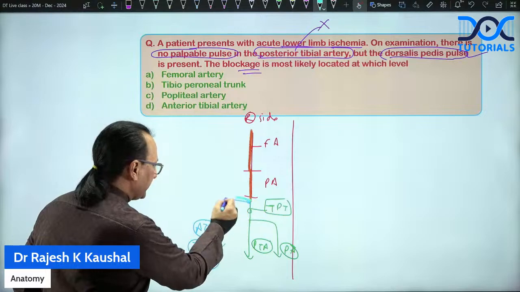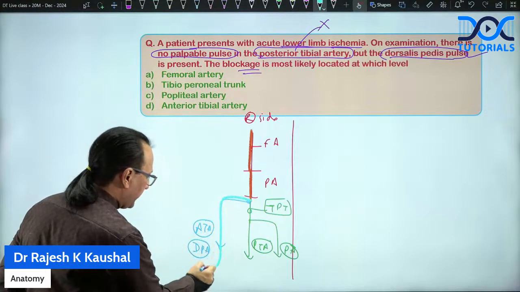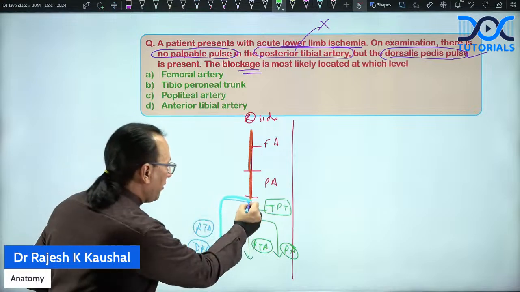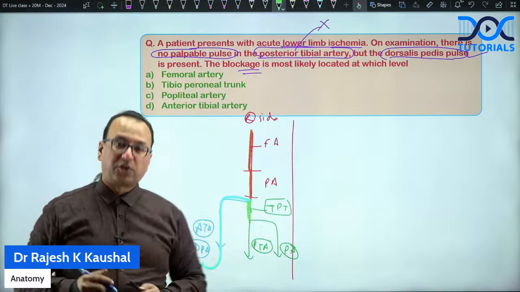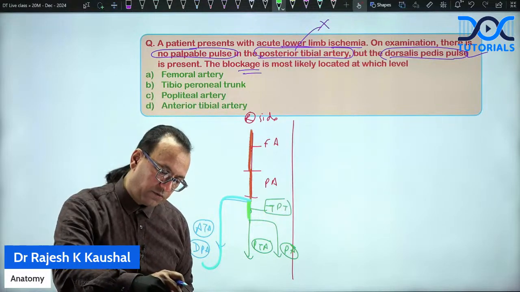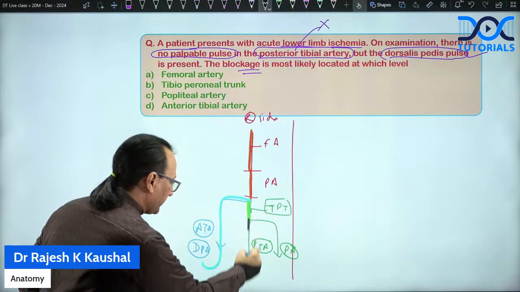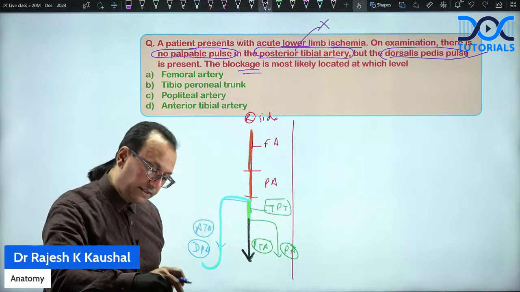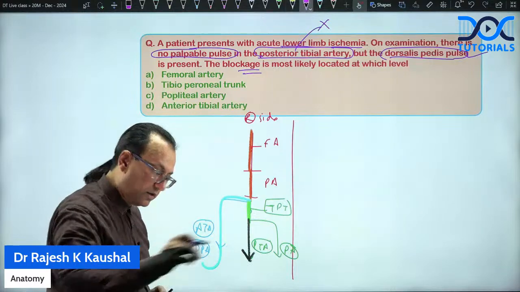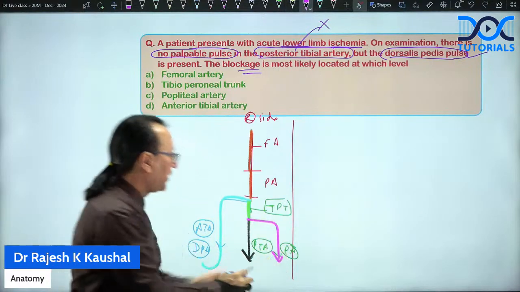One of that is anterior tibial artery, later becoming dorsalis pedis artery on the dorsum of the foot, and the other one is the tibio-peroneal trunk. Tibio-peroneal trunk itself will give two branches, and as you can see, one of that is the posterior tibial artery, and the other one is the peroneal artery. Let us say this color, peroneal artery. That is why it is called tibio-peroneal trunk.